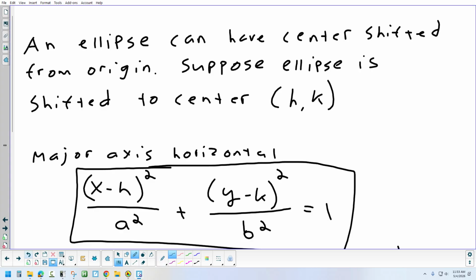When you write them, it does matter which letter goes with X and which one goes with Y. H is the horizontal position of the center. Because it's horizontal, H goes with X. K is the vertical position of the center. Because it's vertical, K goes with Y. So H always goes with X, K always goes with Y, and they are subtracted, just like that.